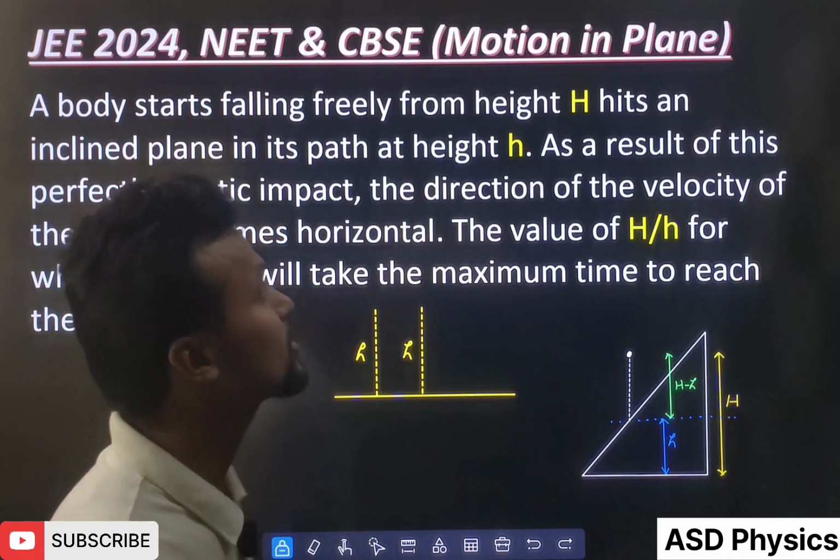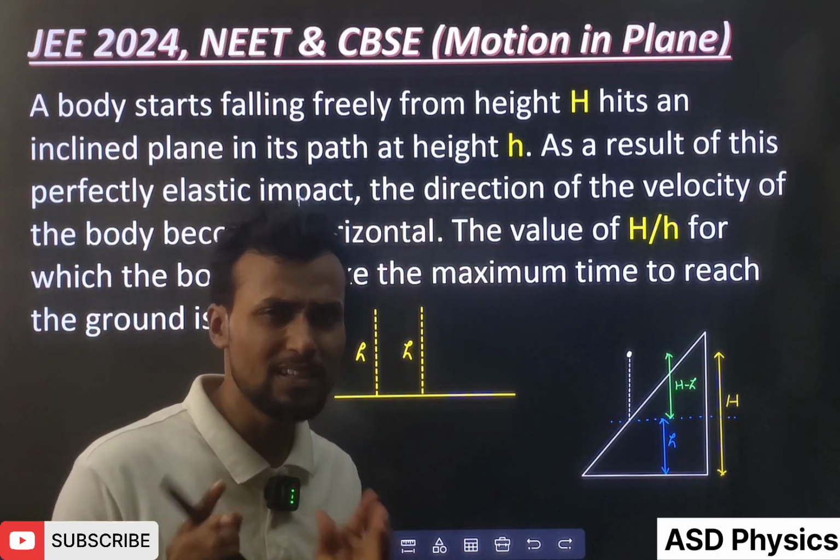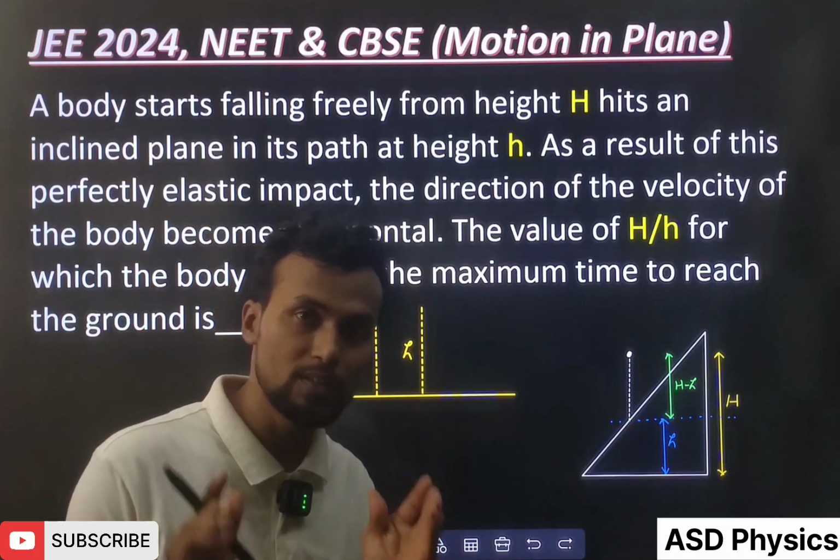So students, in this video we are going to solve a question from the chapter motion in a plane. A little bit of straight line motion concept will also be involved.